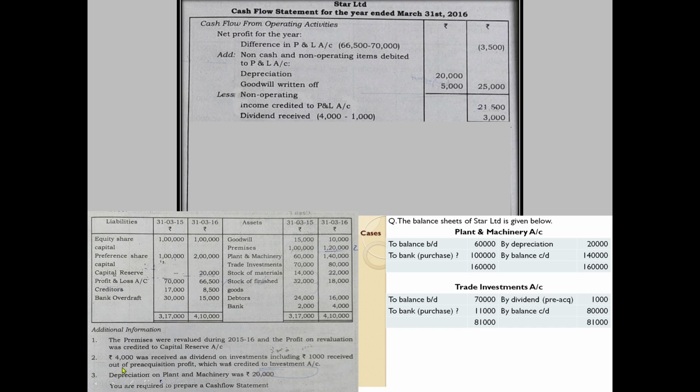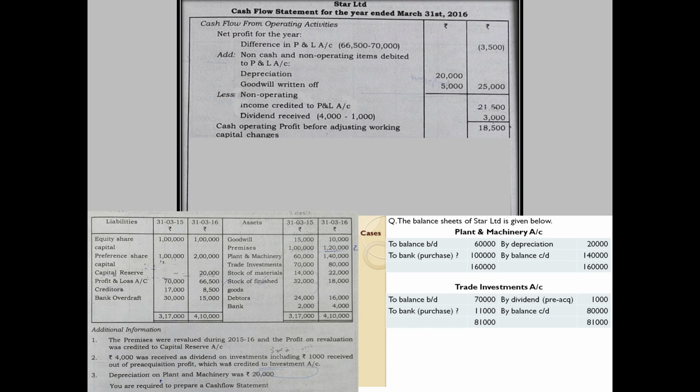Here in the adjustment it is said that 4,000 was received as dividend on investment, including 1,000 received as pre-acquisition profit, which was credited. So out of 4,000, 1,000 was credited to the concerned asset account. So the remaining amount was 3,000. So 3,000 is a non-operating income, so that amount has to be deducted. So 3,000 is taken here. After adjusting that, you will get an amount of 18,500, which is considered as cash operating profit before working capital change.